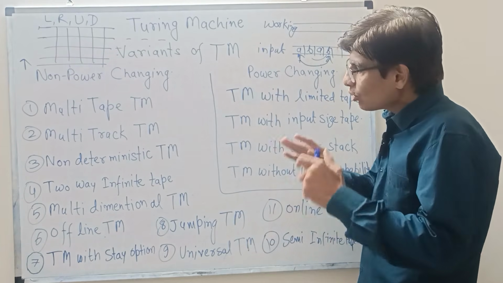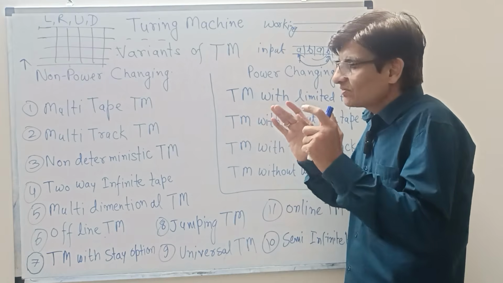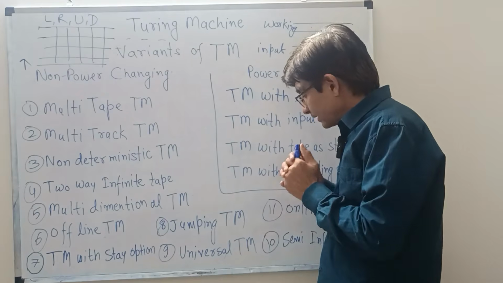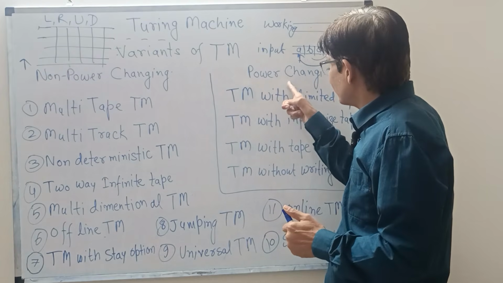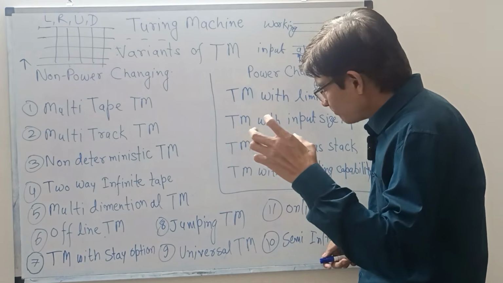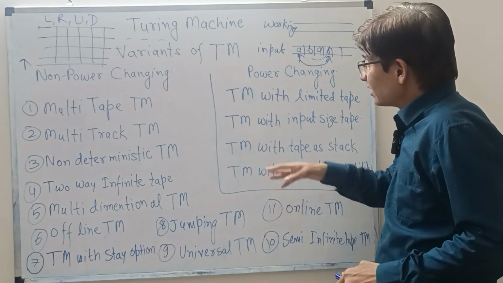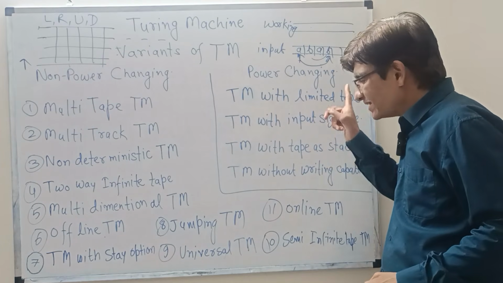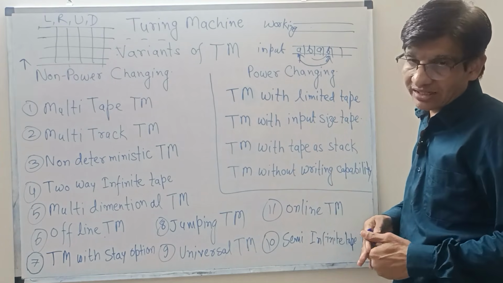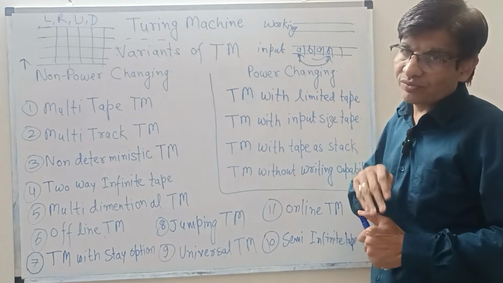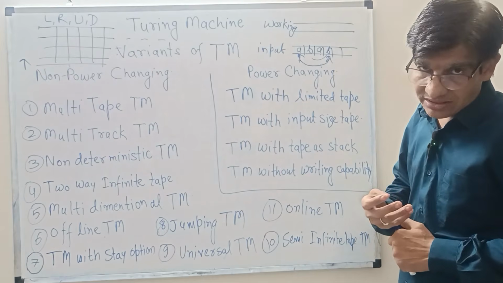So I hope all these non-power changing variants are very clear to all of you. And then I will discuss the power changing variants. In power changing variants, all these variants will change the power of the Turing machine. That means the Turing machine will start accepting a smaller number of languages.